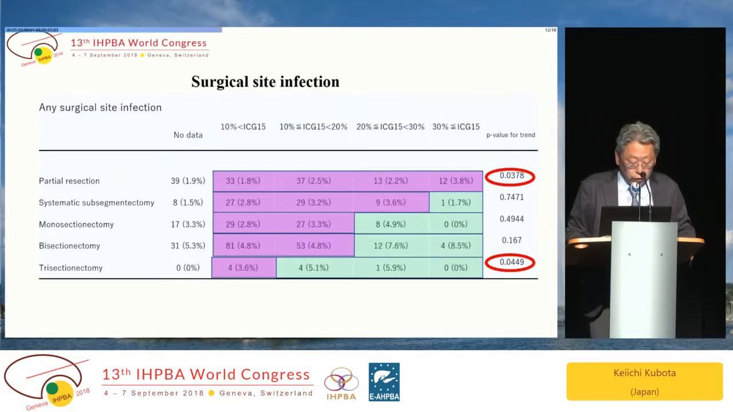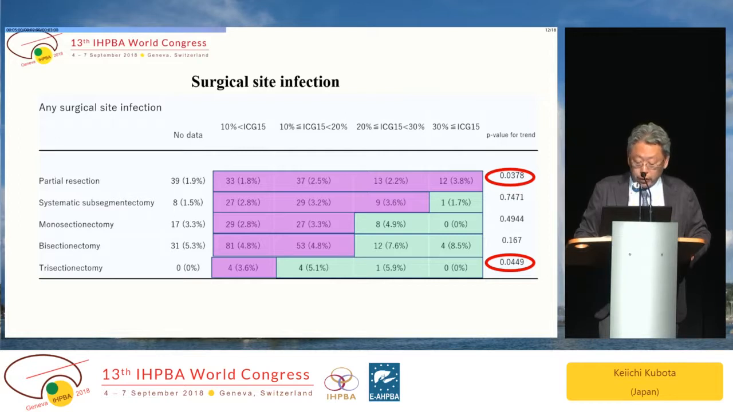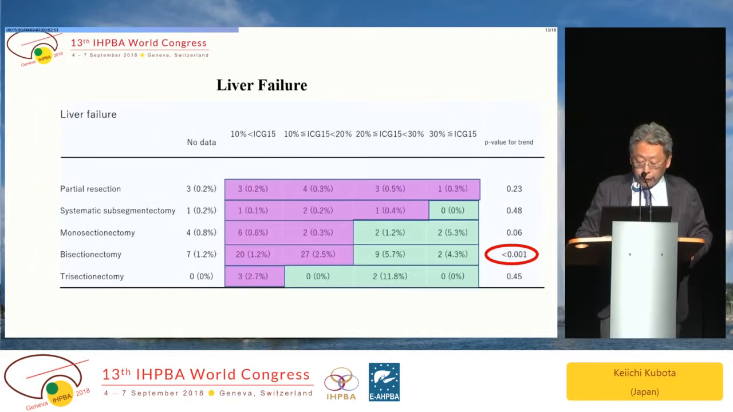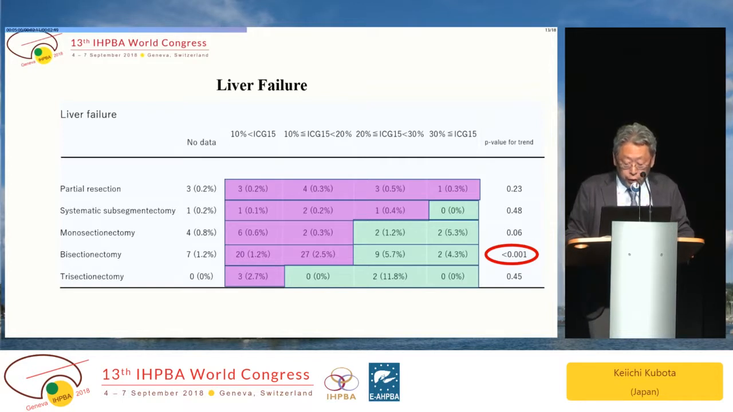For surgical site infection in partial resection and thoracic hepatectomy, its incidence increased as the ICG-15 value increased. Liver failure: in bisectionectomy, the liver failure incidence increased as the ICG-15 value increased. You see that in the blue area, the incidence of liver failure was very high. That means in patients outside Makuchi's criteria, the incidence of liver failure is high.